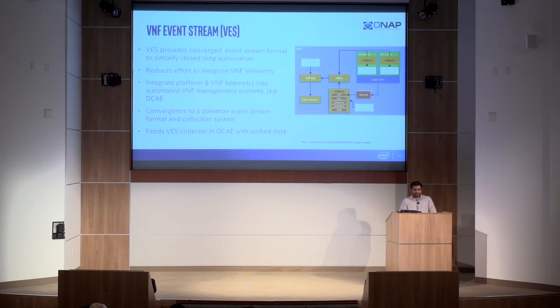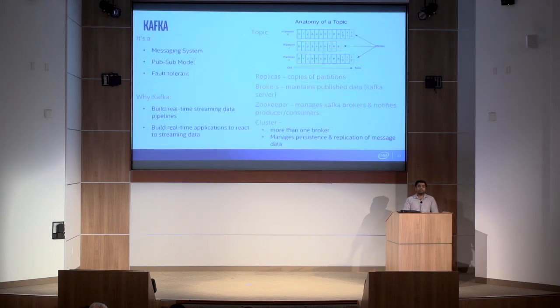DCAE in ONAP leverages VES. Let me briefly introduce another framework called Kafka. Anybody heard of Kafka? Yep, okay, that's great. It's pretty popular and mainstream right now, originally conceived by folks at LinkedIn, who open sourced it, and a lot of frameworks use Kafka. It's not just a message bus, but a messaging system across distributed services, and it has a publish-subscribe model, where Kafka is connected to multiple applications, applications publish, and there are subscribers that subscribe to get the data. And why should you care about Kafka?